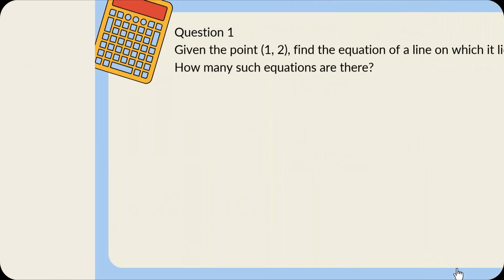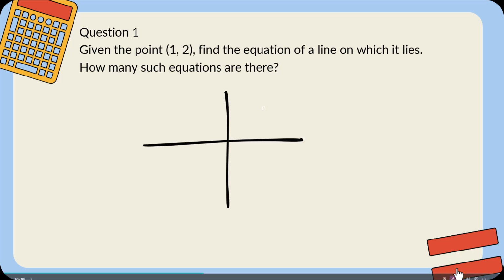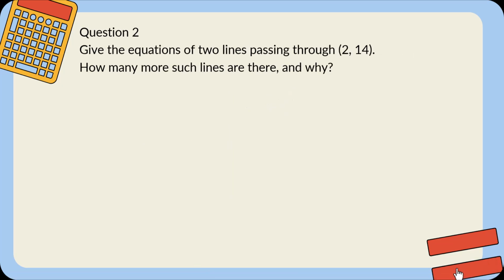All right. Let's try a few questions. Given the point 1, 2, find the equation of a line on which it lies. How many such equations are there? Like we discussed, if we have a point here, let's say this is 1, 2, we can have infinite number of lines passing through that. So infinite equations. Give the equation of 2 lines passing through the point 2, 14. How many more lines are there? Again, there can be infinite number of lines.